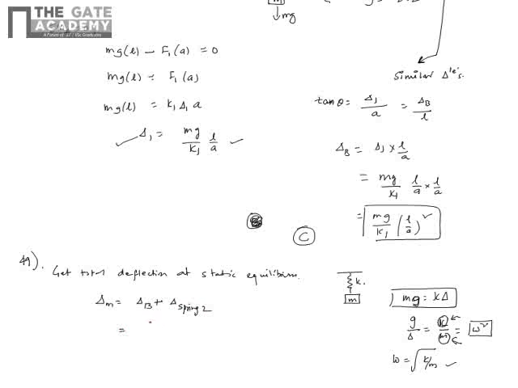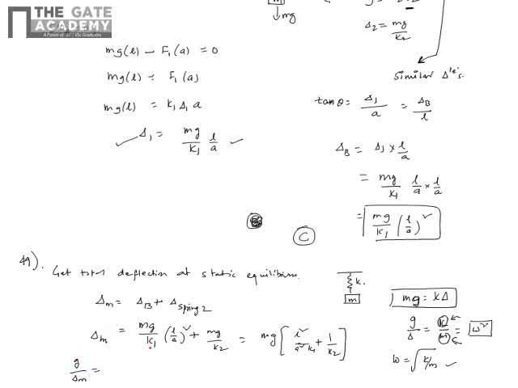So delta B we already got, which is mg by K1 into L by A whole square. The spring will expand by an amount delta 2, which is mg by K2. So together this will become mg times L square by A square K1 plus 1 by K2. This is your delta M. So again, writing in this form, I need to get omega, which is equivalent K by M, so I need to write this in terms of g by delta M.